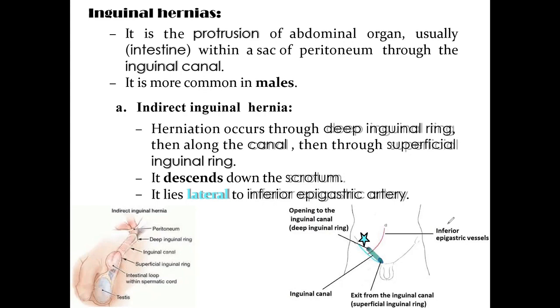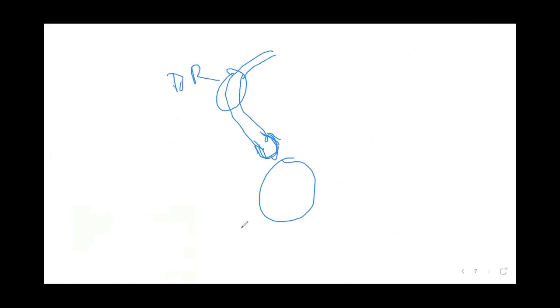You should know that any hernia that enters the inguinal canal through the deep ring, it enters the canal through the deep ring. It's called indirect hernia. If this is the deep ring and this is the superficial ring. Now, this hernia that is indirect could be complete. It could be incomplete.